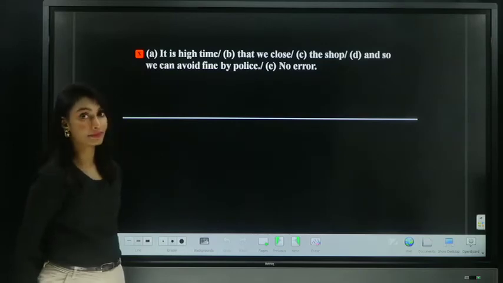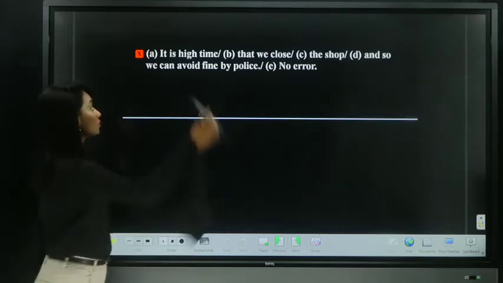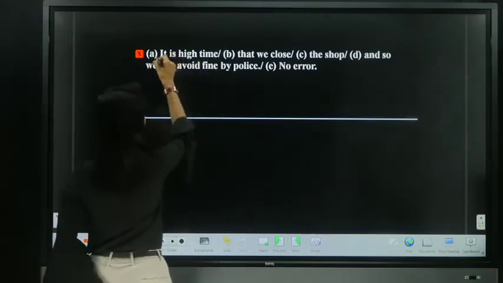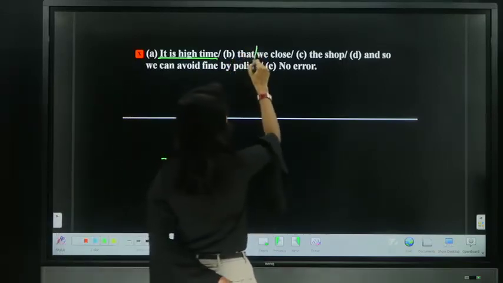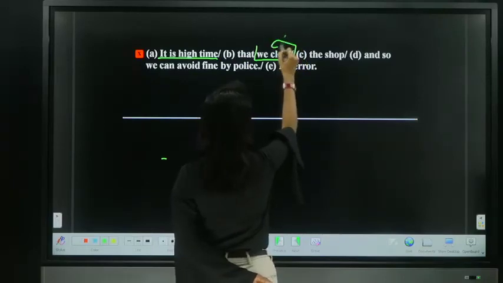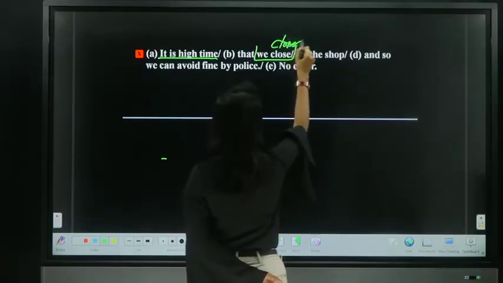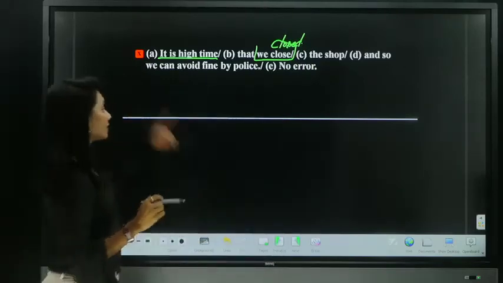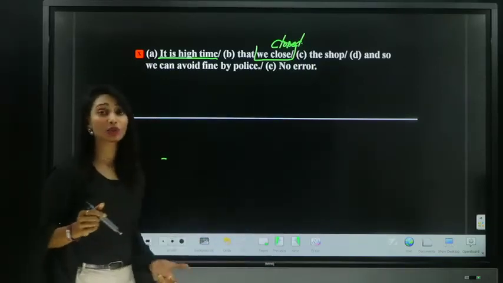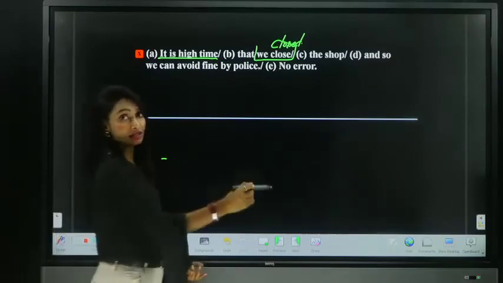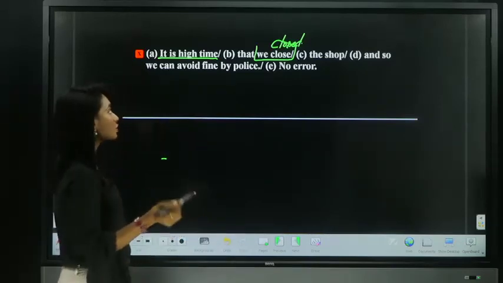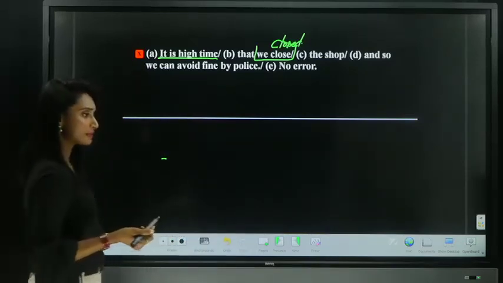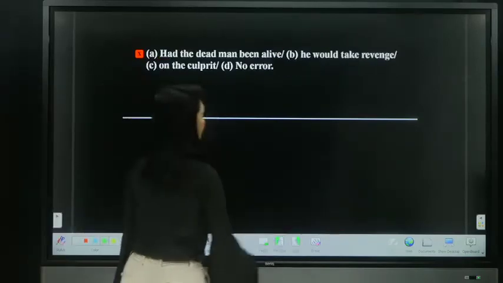It is high time. It is right time. It is quite time. Whenever you use these phrases in the sentence, it is right time, it is high time, it is quite time, the next clause must be in simple past tense. So it should be "closed." So it is high time that we closed the shop and so we can avoid the fine by police is the correct one. Now look at the next one.